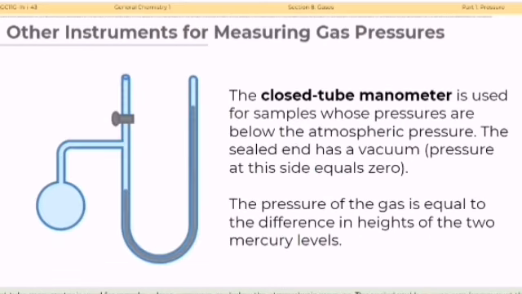The closed tube manometer is used for samples whose pressures are below the atmospheric pressure. The sealed end has a vacuum. The pressure at this side is equal to 0, and the pressure of the gas is equal to the difference in heights of the 2 mercury levels.